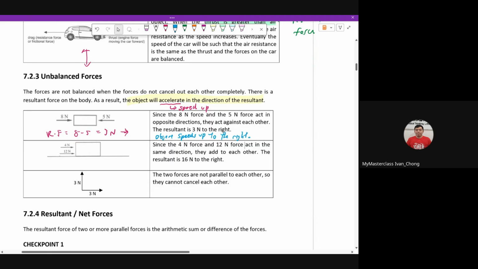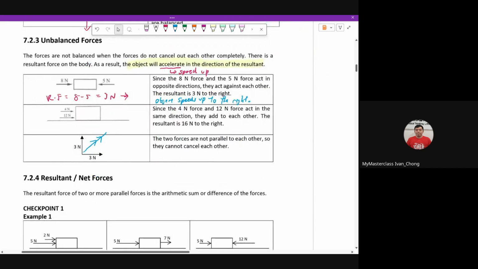Okay, so if you have two forces in the same direction, what happens is that they actually cause it to speed up a lot more to the right. So you move to the right faster, you speed up faster if you are comparing between the first and the second one. And if you have two forces, one vertical, one horizontal, they do not cancel each other out. So what happens is that you will learn this in sec 3, is that you actually have a new resultant force, which is mostly diagonal. Okay? So don't be too bothered by this for now. The first two is the one that you should be more familiar with.